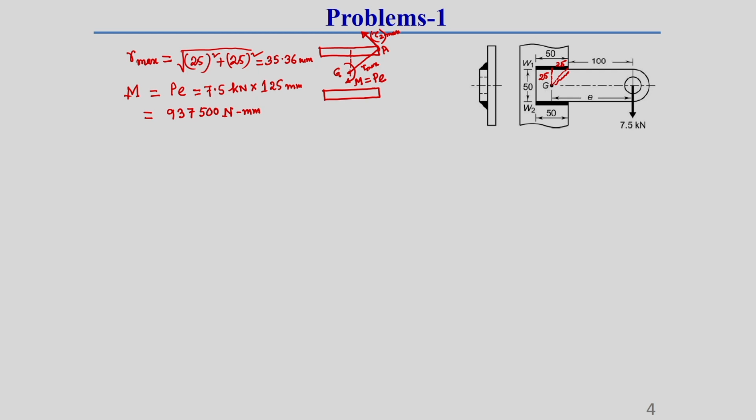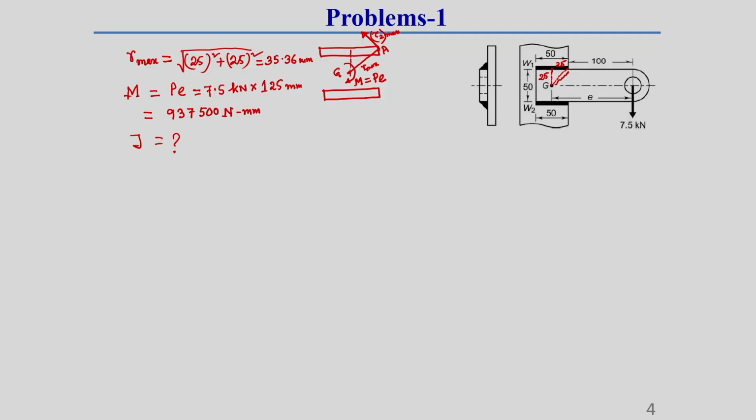Okay. Now, tau max is known to us, and M is known to us. Now, the other unknown here is J. So, what is J we have to find. For finding out J, I have already told you in the last lecture the steps we generally follow. J equals J about G of any weld. Let this be weld 1.